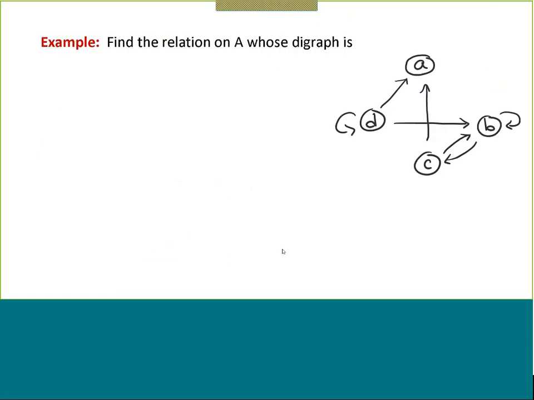Okay? The next example is actually the opposite of what we just did. For this example, you've got a digraph that's supposed to represent some relation, and we want to recover the relation. Well, there are 2 things you have to do. If you want to recover the relation, you have to know what your building set A is. And then the actual relation is the set of all of the ordered pairs.